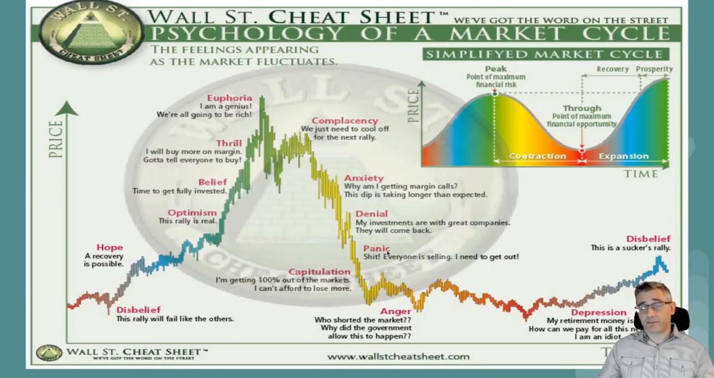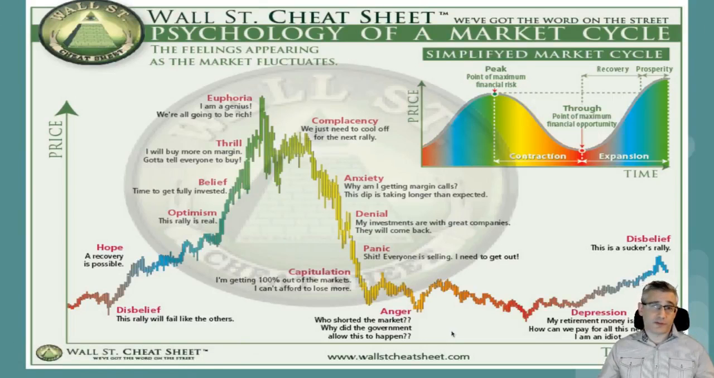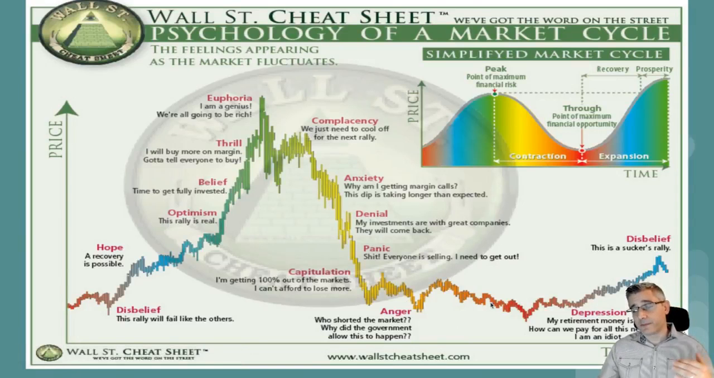Everybody sells. And then capitulation. People get 100% out of the markets, they can't afford to lose any more money, and they sell everything. Then after a while that leads to anger and finger pointing. Everyone wants to blame someone else for the decisions that they made. Blame the media, blame their friends, blame the government, everyone but themselves. Then after a while, it leads to depression.